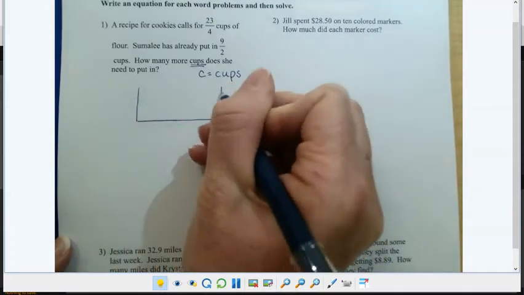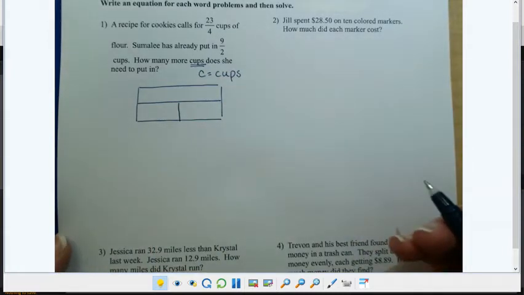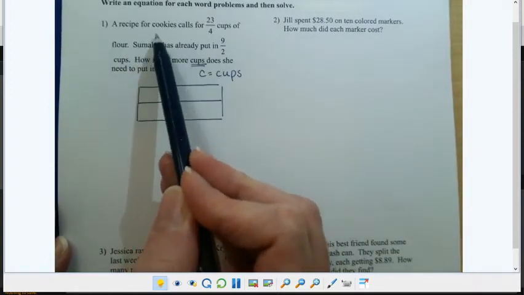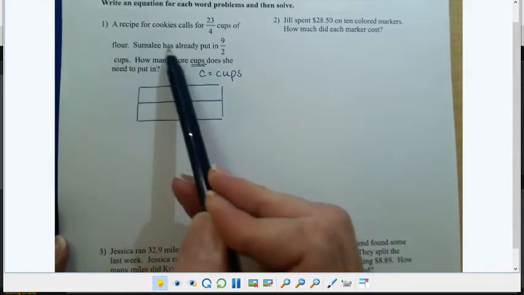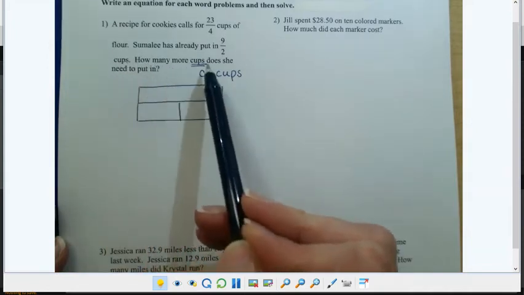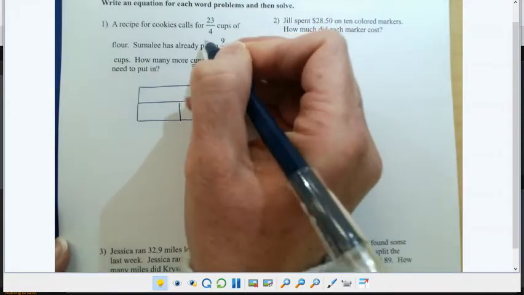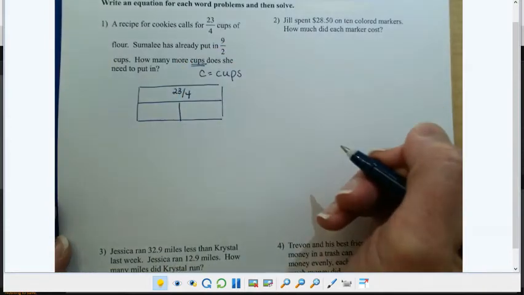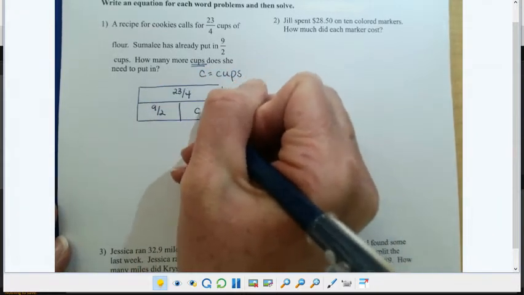We set up our table. Now I need to see if I'm making any kind of groups of anything, to see if I'm multiplying and dividing or adding and subtracting. I'm not making any kind of groups of anything, and it looks like I'm just combining amounts. So I'm adding and subtracting for this one. So my total then is 23/4. She's already put in 9/2. We need to know how many more cups she needs to put in.